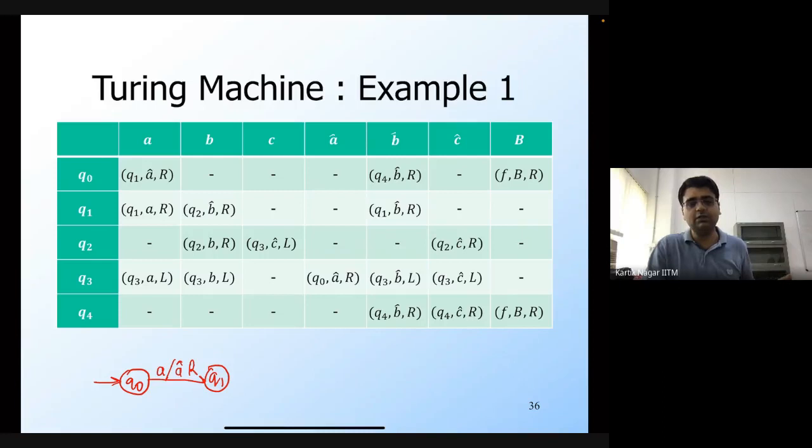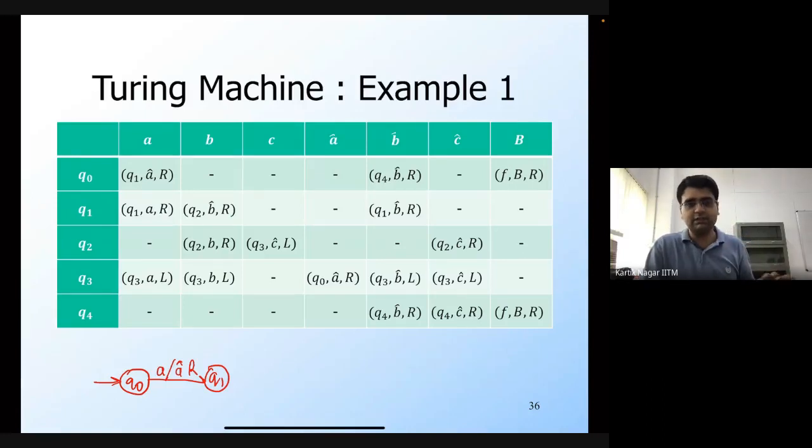So from Q0, I will mark the first A that I see, or the leftmost A that I see, right? And I will remember that I have already marked this A by moving to the state Q1. Okay. So note that there are also other transitions from Q0. In fact, for B, C, and A hat, there are no transitions defined out of Q0, which means that the machine is basically going to halt at that point.